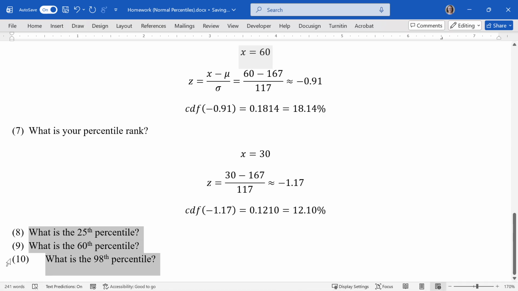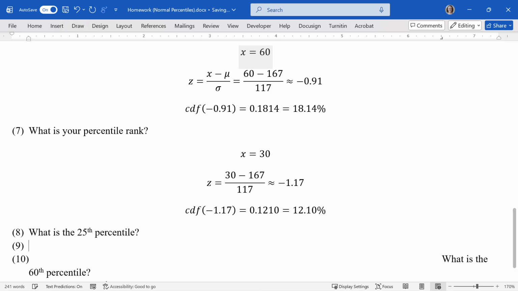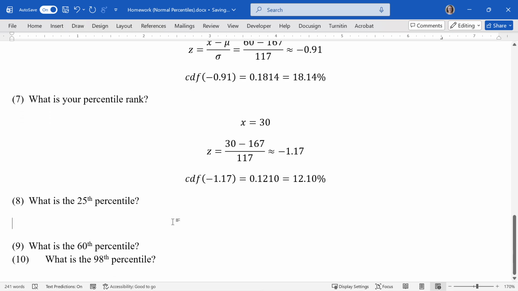The last three here, what are the 25th, 60th, and 98th percentiles? So for these, we're starting with the area or the CDF value, and then we are looking up the z-score. So it's that reverse lookup process. So we want z with CDF of z being 0.2500.